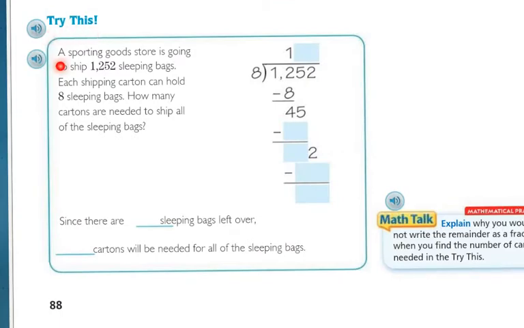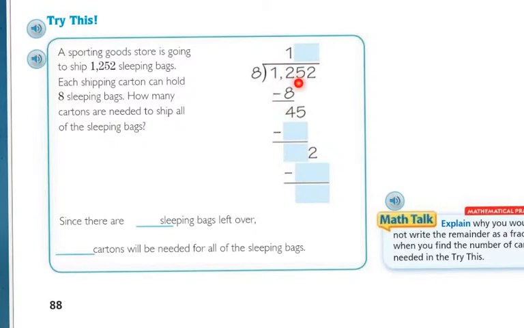Okay, let's try this. A sporting goods store is going to ship 1,252 sleeping bags. Each shipping carton can hold 8 sleeping bags. How many cartons are needed to ship all of the sleeping bags? So we have 1,252 divided by 8. They've already started the problem. 8 times 1 is 8. I subtract and I get 4, right?